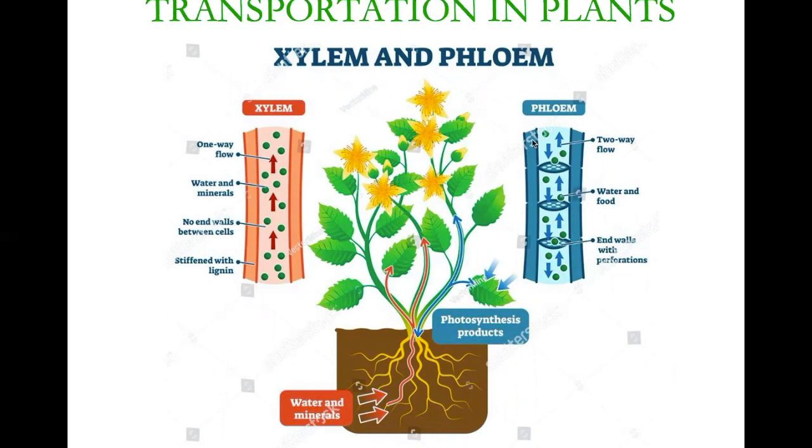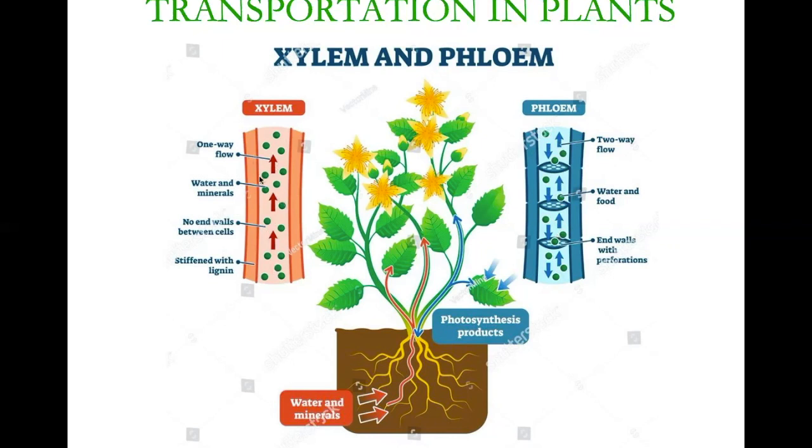Let us see the pictorial form of transportation in plants by xylem and phloem. Xylem is made up of non-living cells. Phloem is made up of living cells. In xylem, you can see the thickness. It is made up of lignin. Phloem has companion cells on the side. The flow of water and dissolved minerals is in one direction. The flow of the food and the organic food that is made is bidirectional.